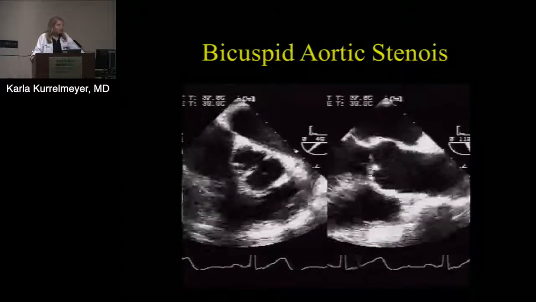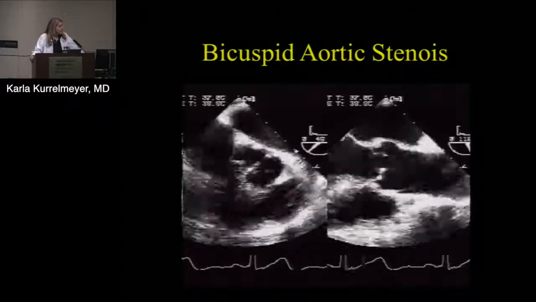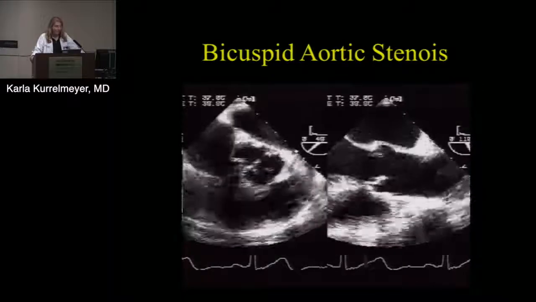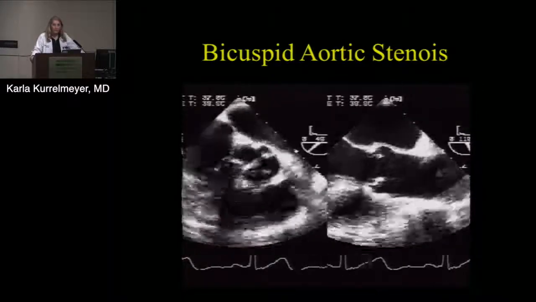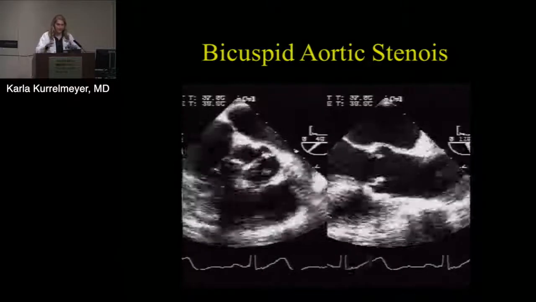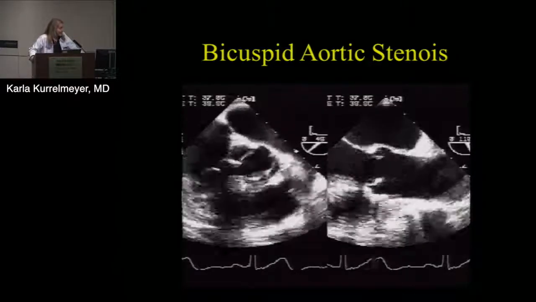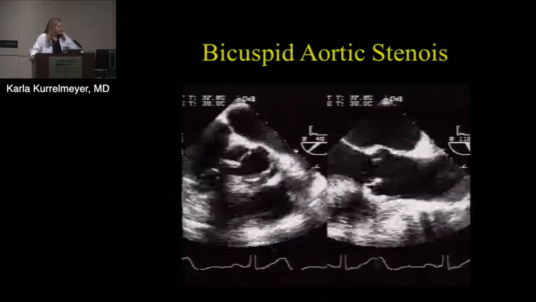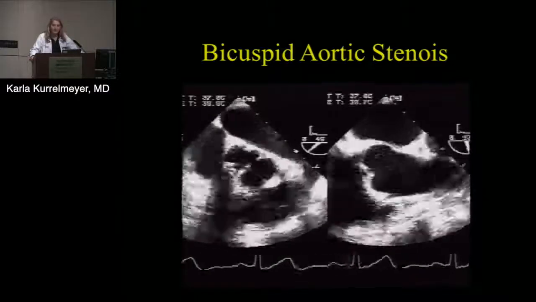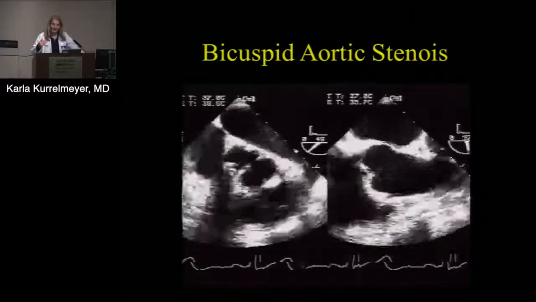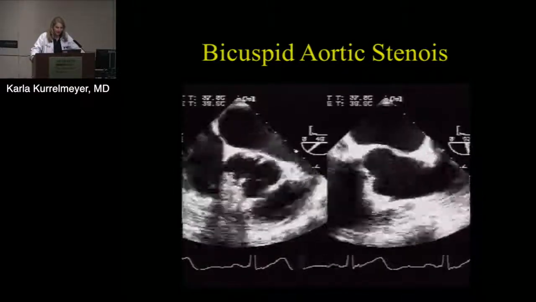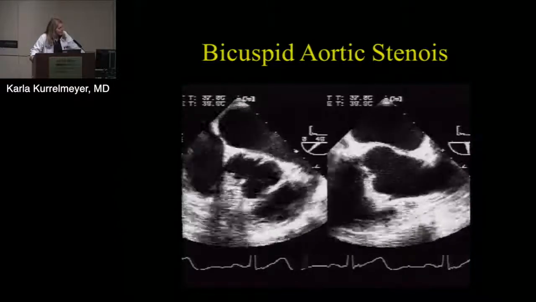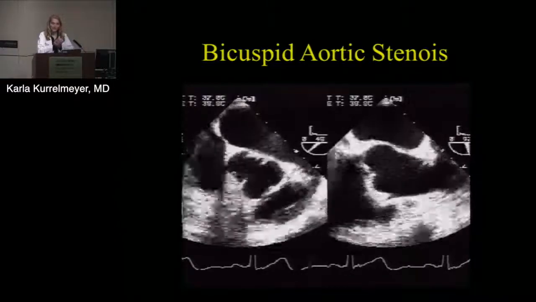Bicuspid aortic stenosis, we also see quite commonly. This is just due to the fact that there are two leaflets rather than three, so it just doesn't open all the way like three leaflets do, because that's the hemodynamically optimal arrangement. It's very important to count the leaflets in systole and not in diastole, because frequently these people have a calcified median raphe. If you count in diastole, it looks like they have three leaflets. If you count in systole, you can see that there are clearly two leaflets and they open up like a football.